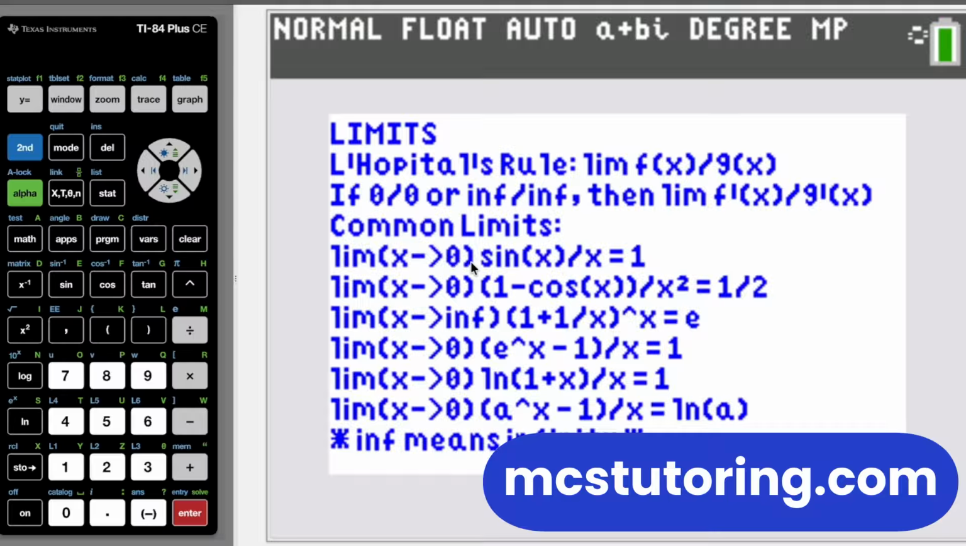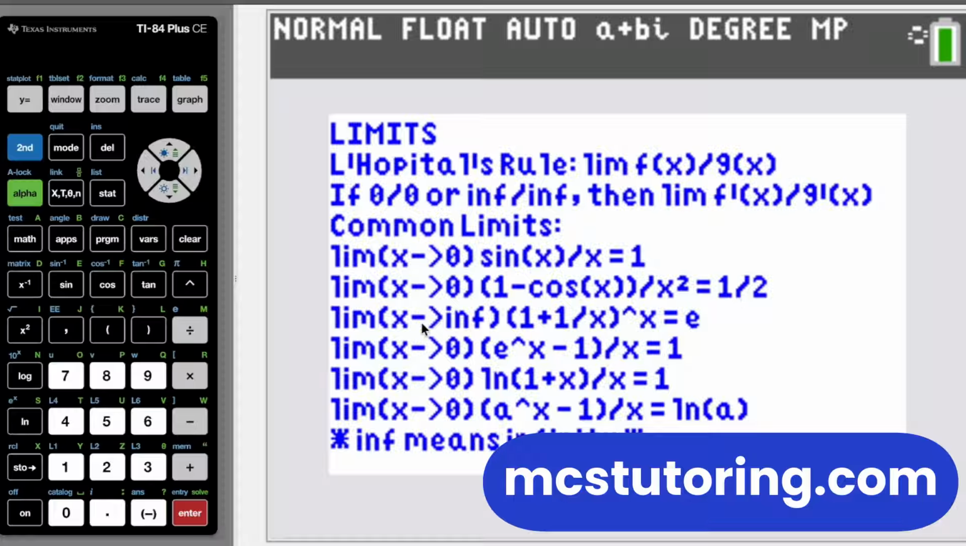Common limits, by the way, limit as x approaches 0, sine of x over x equals 1. Look, this thing is so common. If you're in Calc AB, at least one quiz or one test or one exam or one final, almost guaranteed. Then we have limit as x approaches 0, 1 minus cosine x divided by x squared is 1/2.